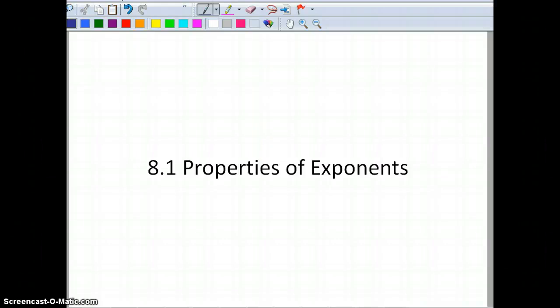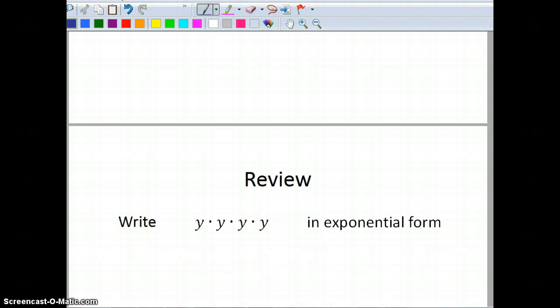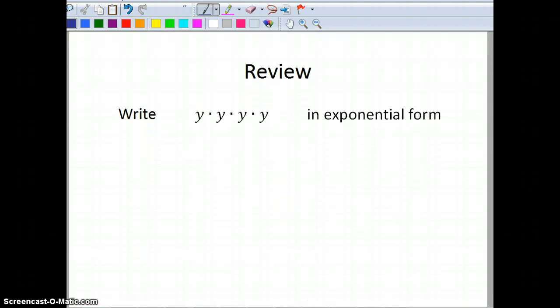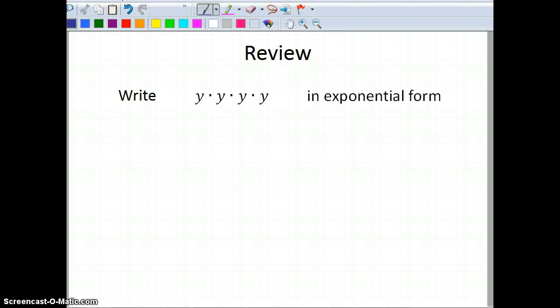Okay, this is section 8.1, Properties of Exponents. So we've already talked quite a bit about exponents. First, we're just going to do a little quick review. We already know how to write y times y times y times y in exponential form. We know we'd write y to the 1, 2, 3, 4th power.